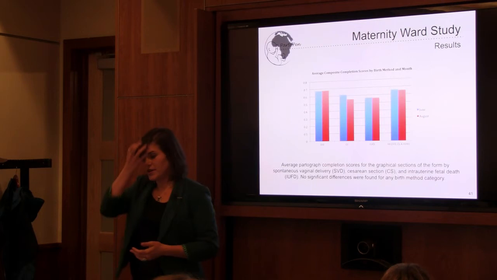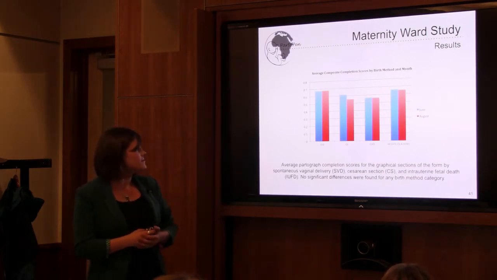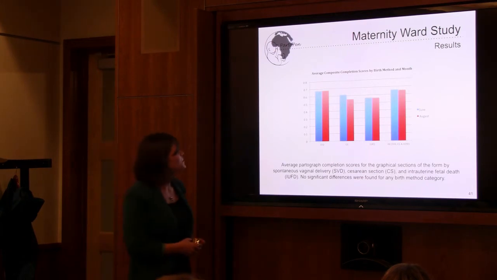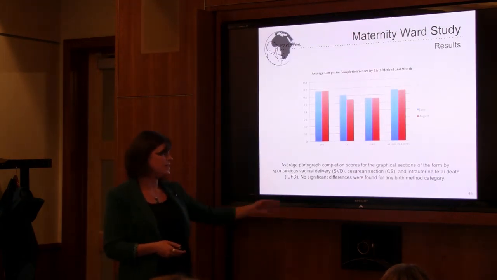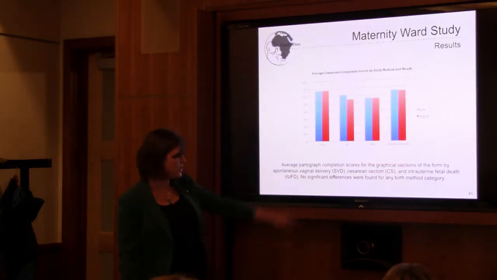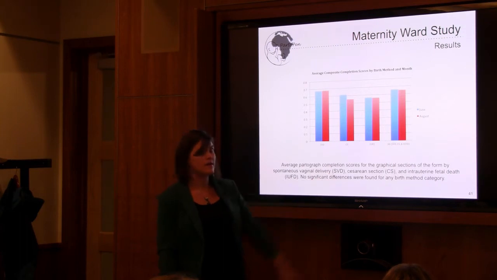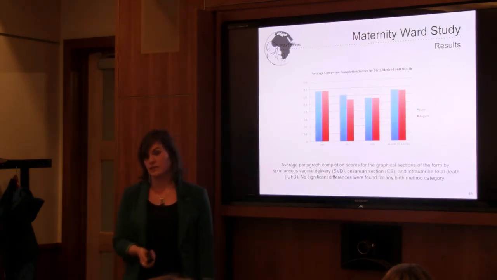So the results of the maternity ward study were this. So first what we did was we broke it down into spontaneous vaginal deliveries, which is SVD, cesarean sections, which is CS, intrauterine fetal deaths, IUFDs, and then we looked at all of them together. And what you can see here is that June and August really didn't differ much in terms of partograph completion rates.